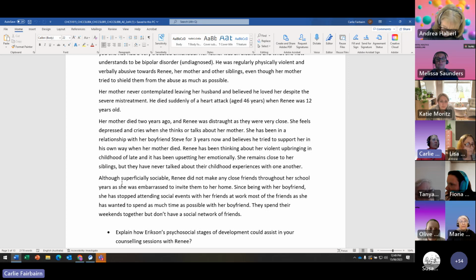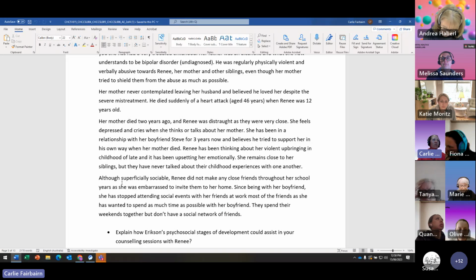Although superficially sociable, Renee did not make any close friends throughout her school years, as she was embarrassed to invite them to her home. Since being with her boyfriend, she has stopped attending social events with her friends at work. With most of her friends, I should say, as she has wanted to spend as much time as possible with her boyfriend. They spend their weekends together, but don't have a social network of friends.